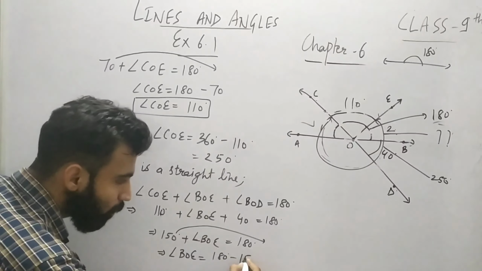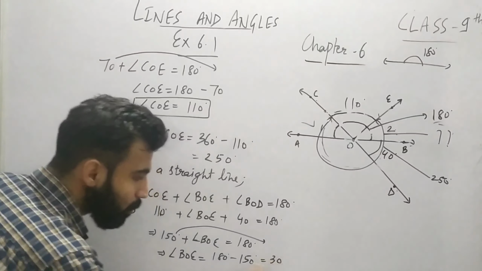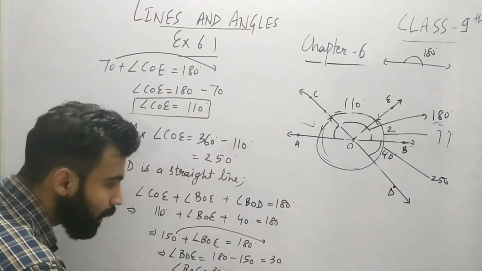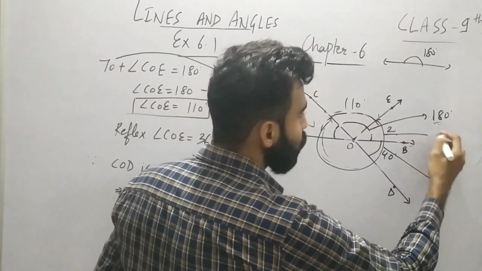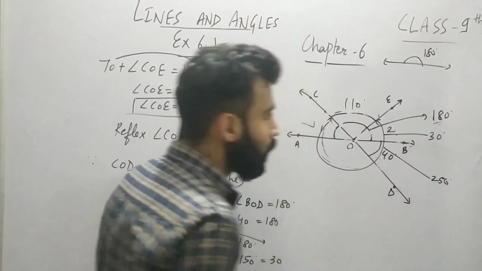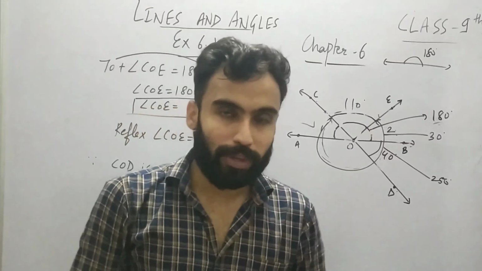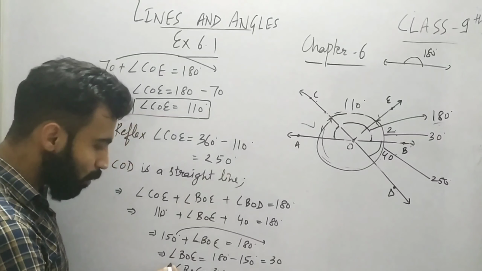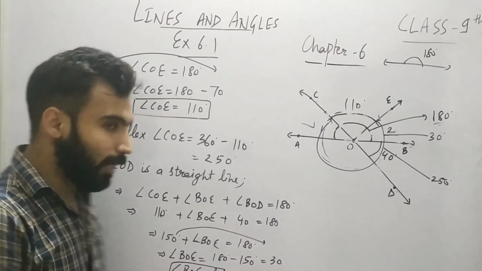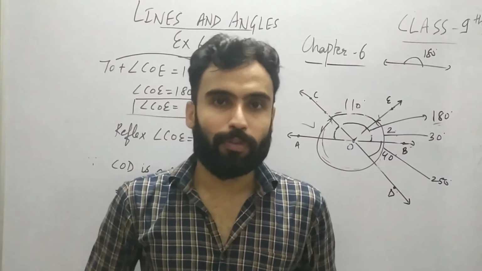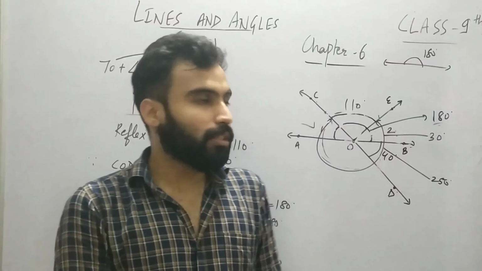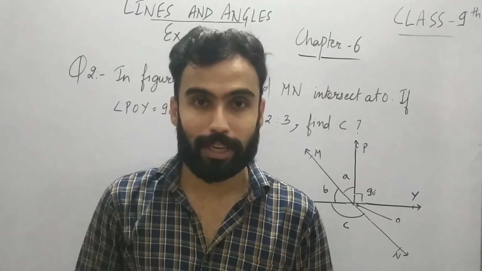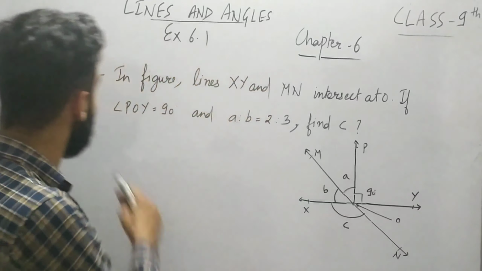So 180 minus 150 will get me 30 here. So angle BOE is clearly 30 degrees. That means this angle which we were having to find out is 30 degrees. So we have calculated reflex angle COE, which is 250, and also angle BOE, that is 30. So this is how we are going to find out different angles just by watching the diagram here. That's all. So students, let's move to the next question, that is question number 2.